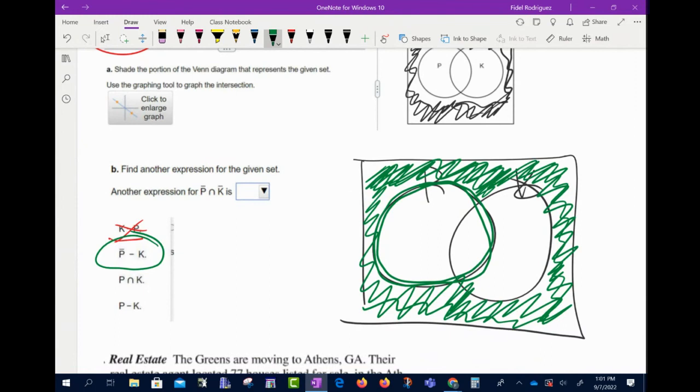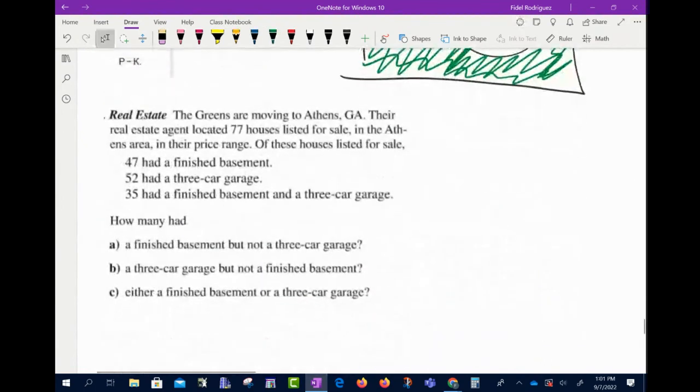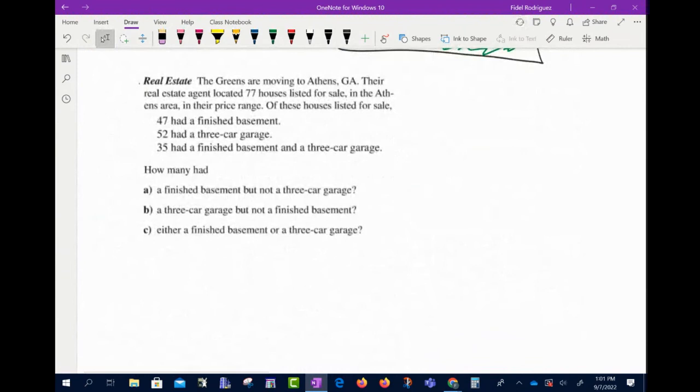All right. So now, y'all, I got a couple more problems. These are more like application type problems where we're still using this idea of unions and intersections and so on and so forth. So let's read through the first problem. Let's see if we can't figure this thing out.